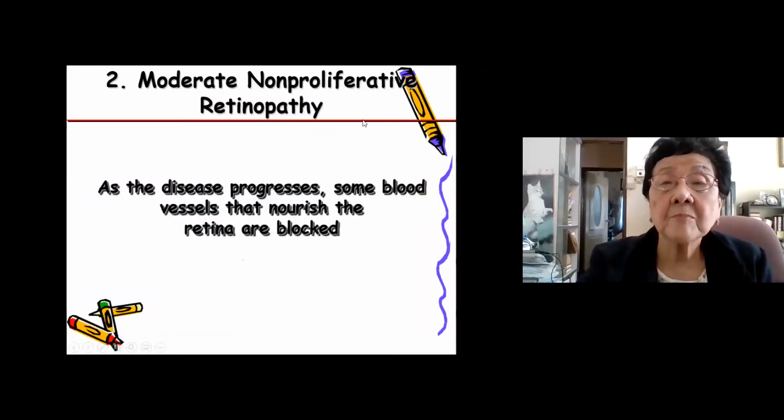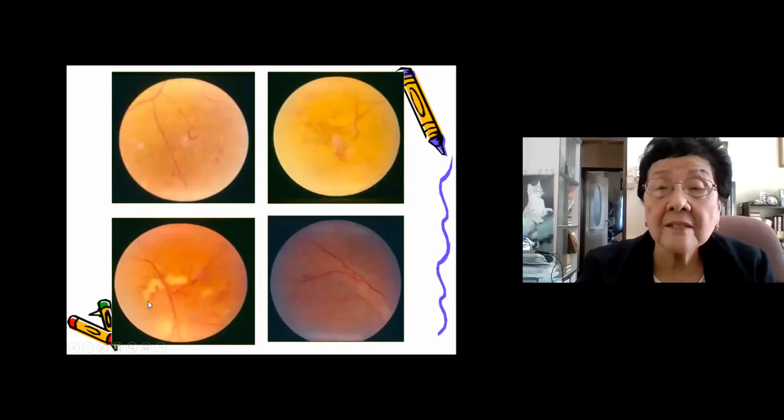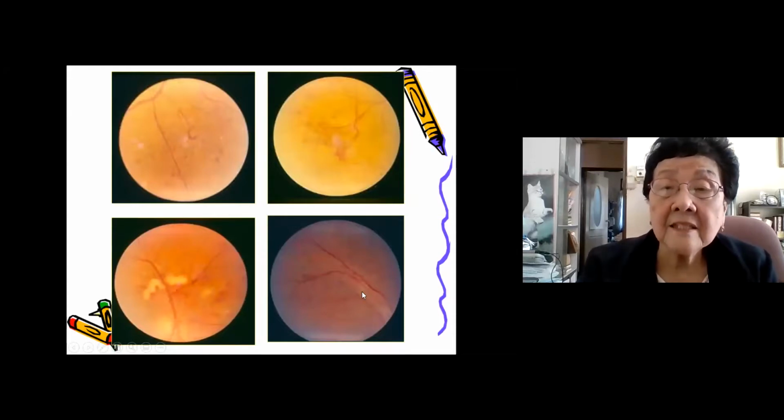Then as the disease progresses, some blood vessels that nourish the retina are blocked. And you can see now the retina looks paler. You can see the dot and blot hemorrhages. You can see soft exudates which are expanding. You can see sheathing along the blood vessels.